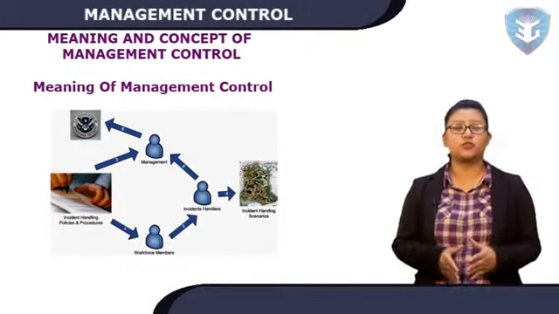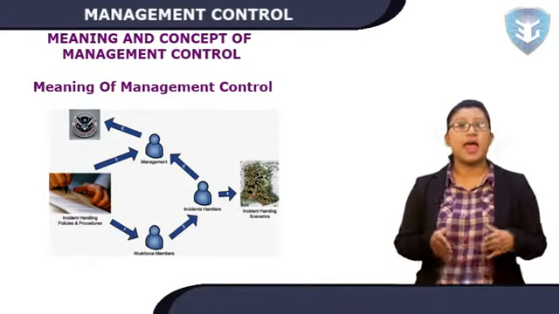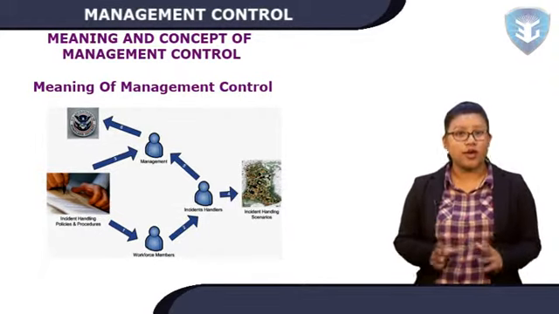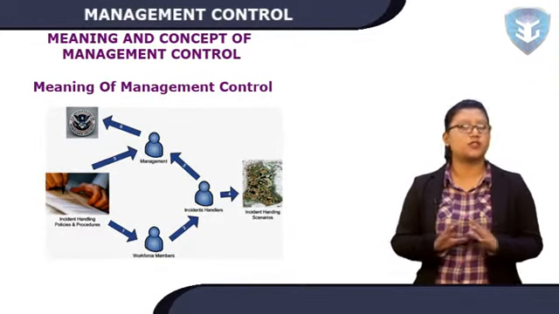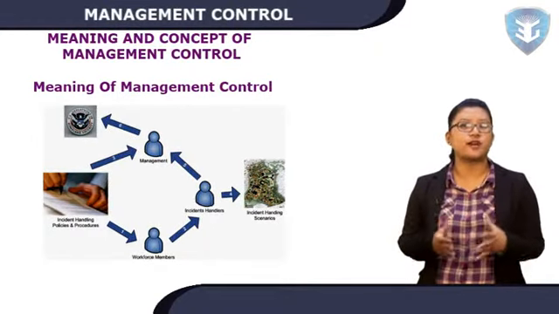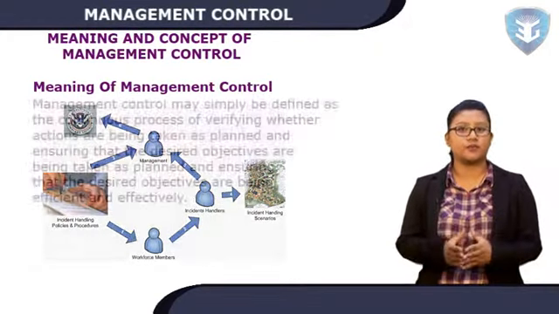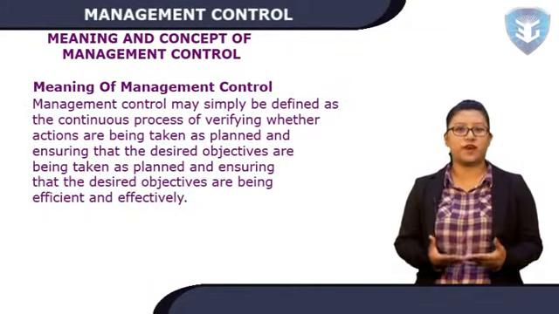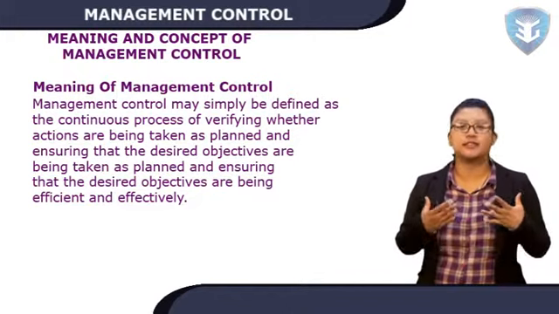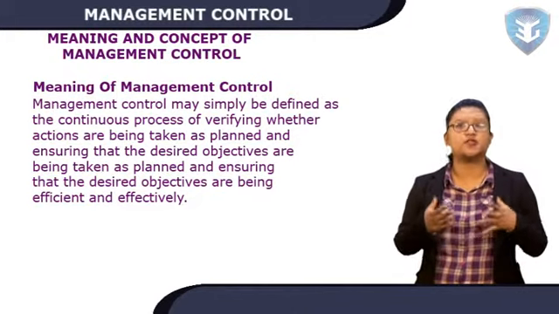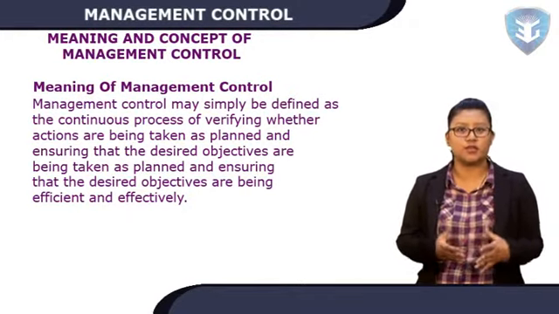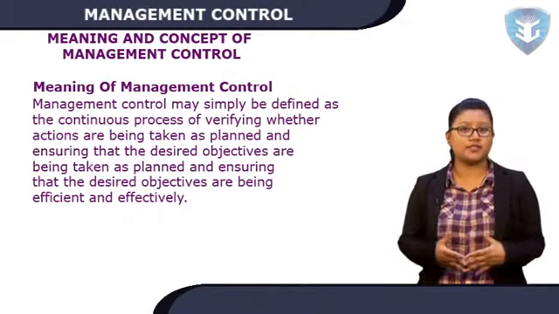This definition focuses on the measurement of performance and corrective actions for ensuring that planned targets are achieved. However, the ongoing nature of control is not explicit in the definition. Moreover, corrective actions are not confined to adjustments of operations alone. Management control may simply be defined as the continuous process of verifying whether actions are being taken as planned and ensuring that the desired objectives are being achieved efficiently and effectively.